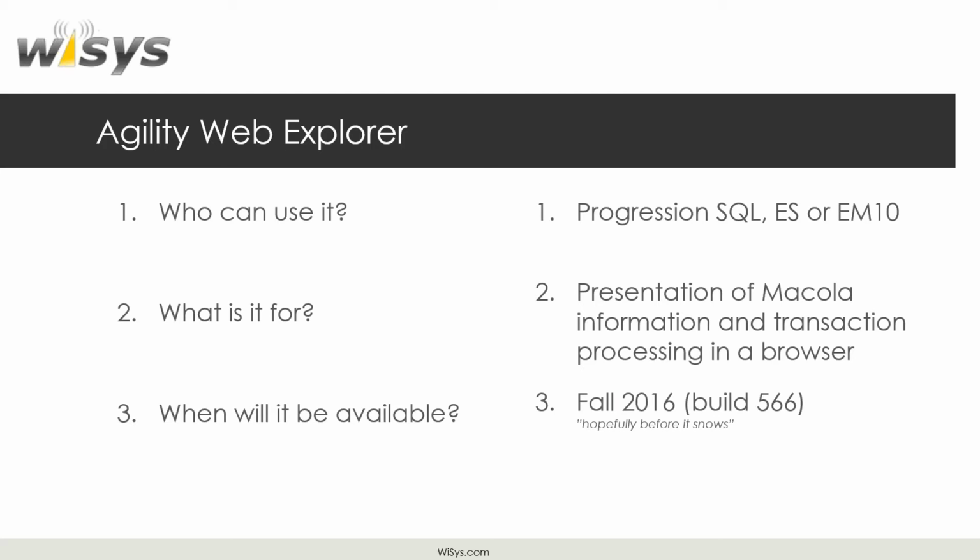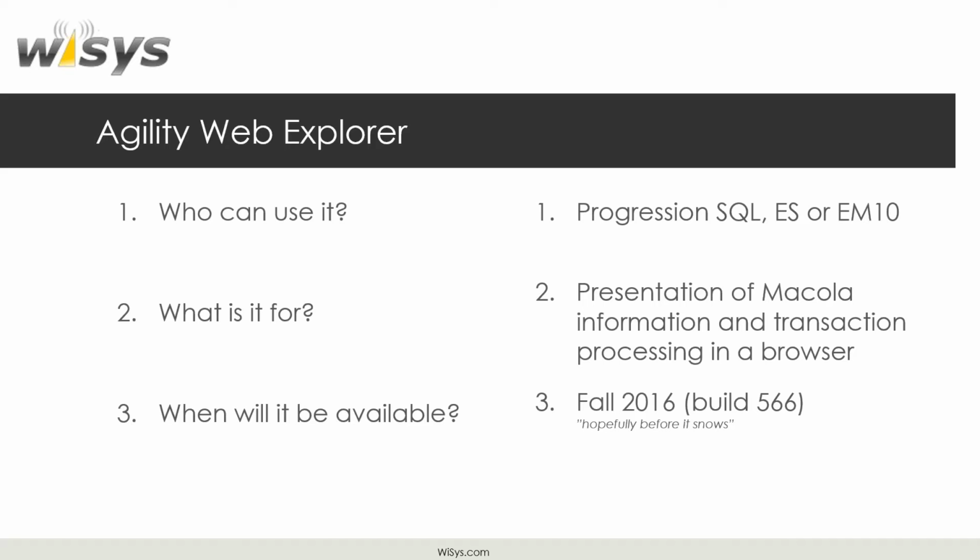The Agility Web Explorer. I've got some bullets, you know, the who, what, why, when, and where type stuff. Who can use this product? Well, if you're using Macola on Progression SQL, if you're using Macola ES or Macola EM10, then you can use this product. So that just about covers the entire universe of Macola customers that can use the Agility Web Explorer.